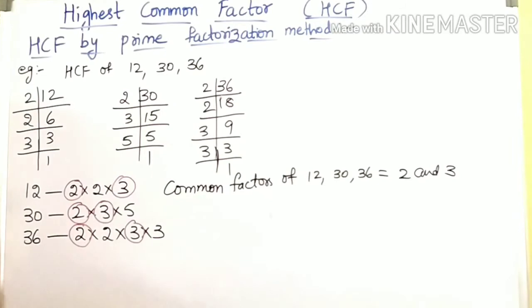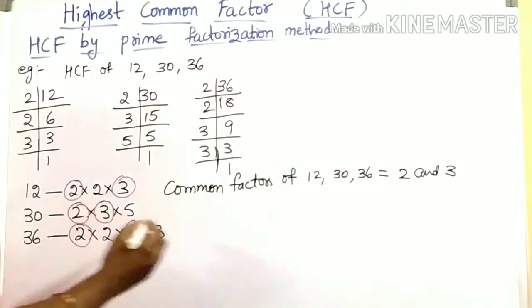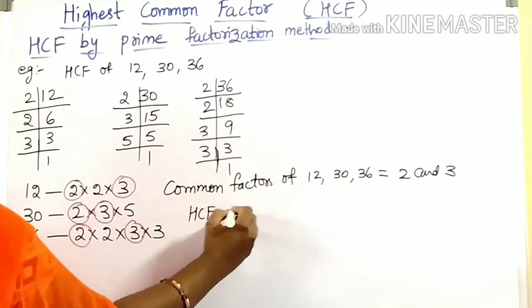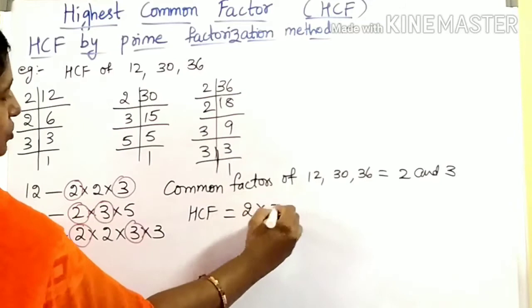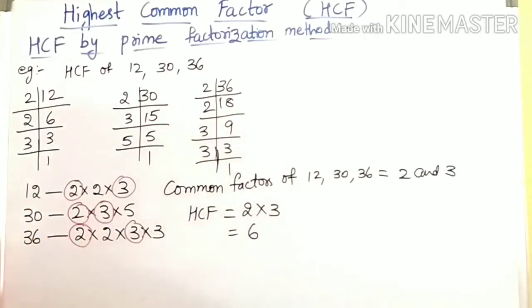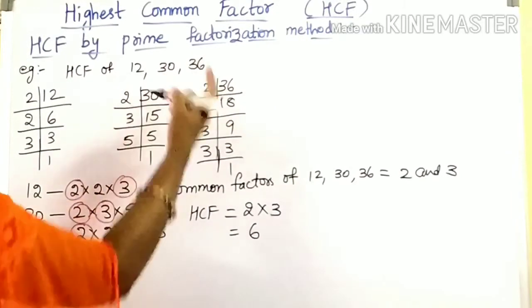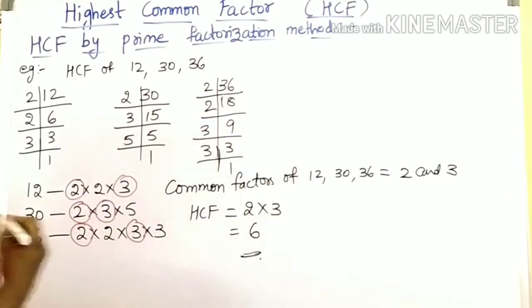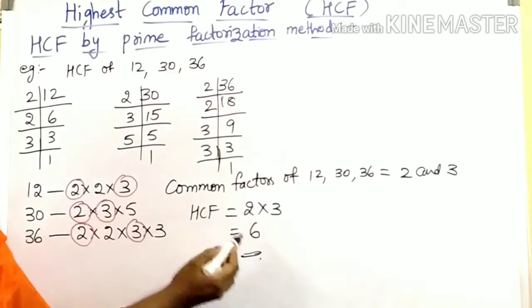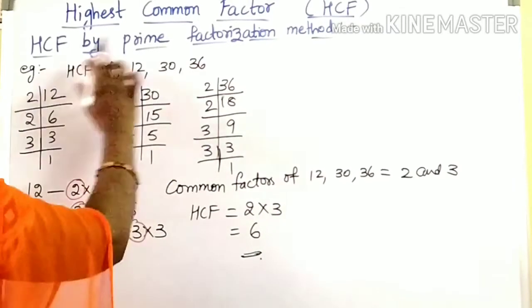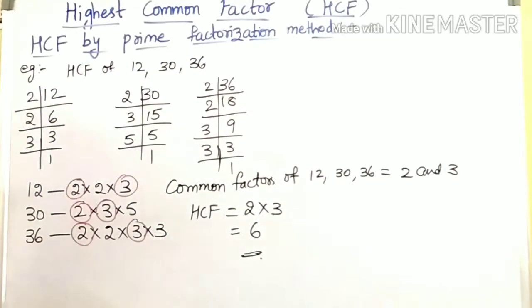Now what is the HCF? The product of all common prime factors is the HCF. So the HCF is the product of these common factors, that is 2 into 3. So what is the HCF? 6. Therefore the HCF of 12, 30 and 36 is 6. Simply the product of the common factors will give you the HCF by using the prime factorization method.